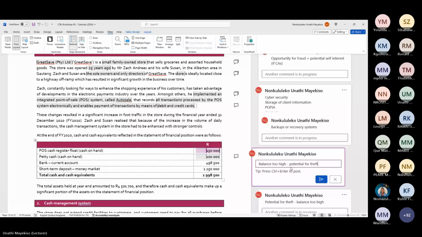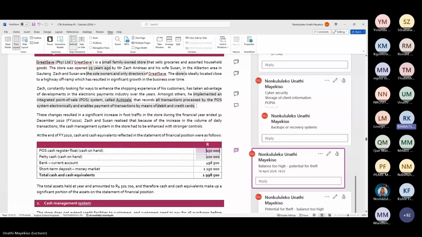Anything else? Don't you think having this much cash is hindering growth of the company? Maybe they can invest. I don't know how to phrase that. That's good, but you're in the wrong module. That's a business enhancement thing. Yeah, they could potentially use that money and invest it. Yes, but from an audit perspective, we're not worried.